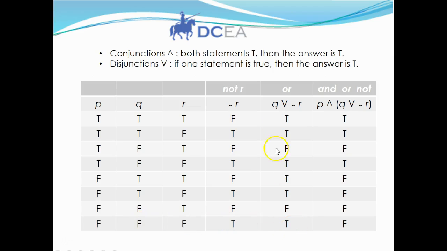So once again, we look at the Q column. This is an OR, so if one statement is true, the answer will be true. We also look at the not R column and make that answer. So once again, Q is true, not R is false. So true, false would be true.